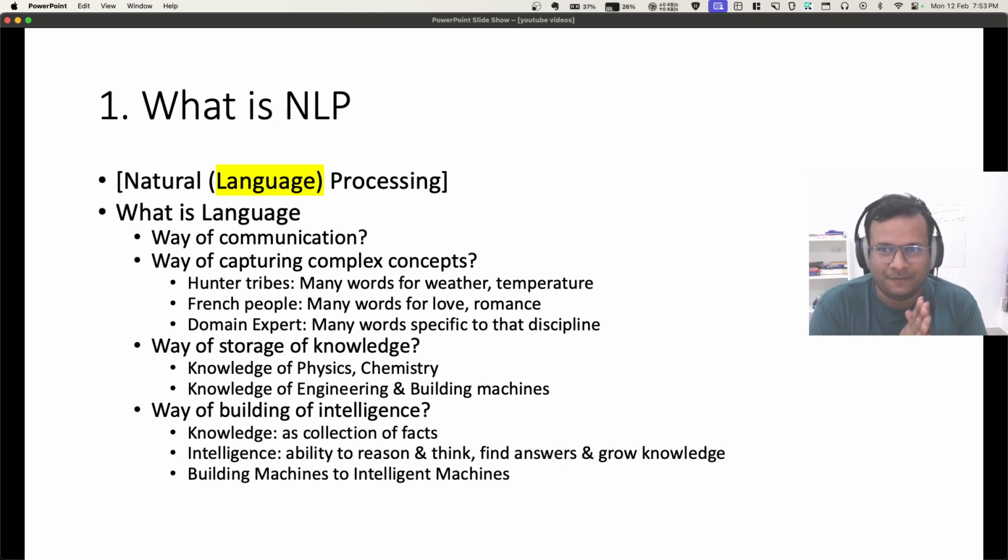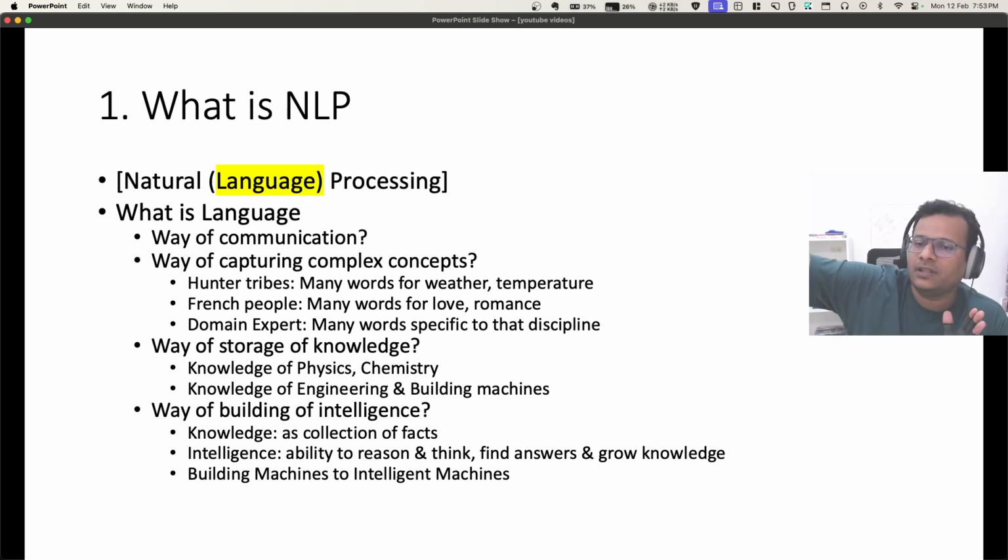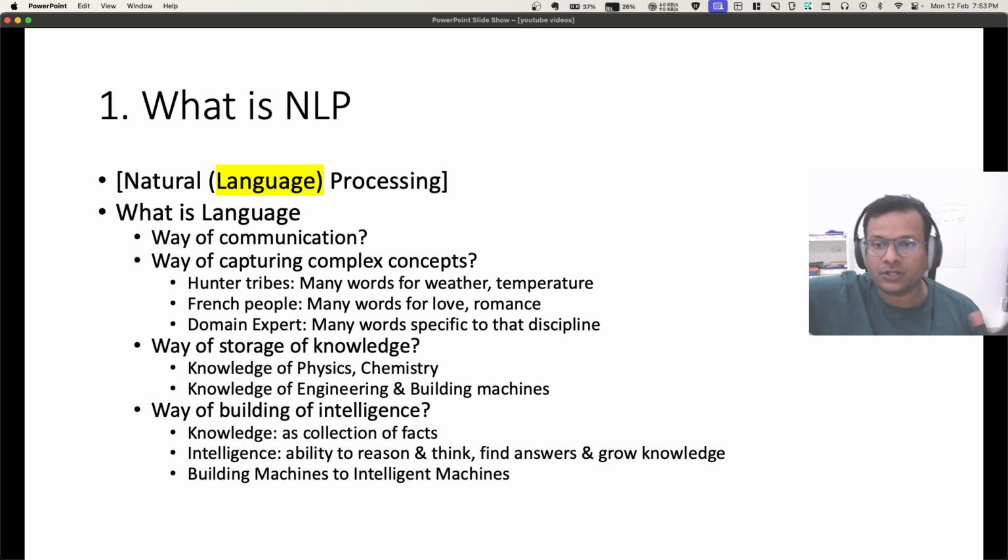But it's not even that. Language goes even further than that. It is a way of building intelligence. If you think of knowledge as a collection of facts, intelligence is the ability to reason and think, find answers, ask questions about missing knowledge we have, improve the existing knowledge, grow our knowledge. So intelligence goes beyond whatever is established. Language is still a static way of capturing things. It is still in the past, but intelligence allows you to go further, expand, do what is impossible, and grow in so many directions.